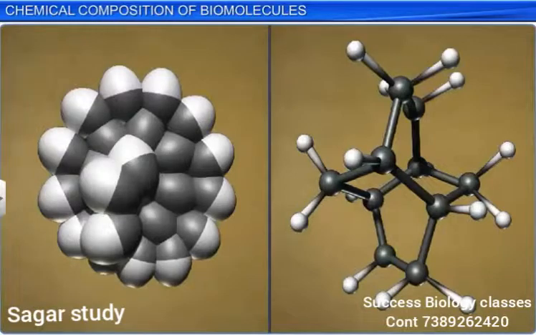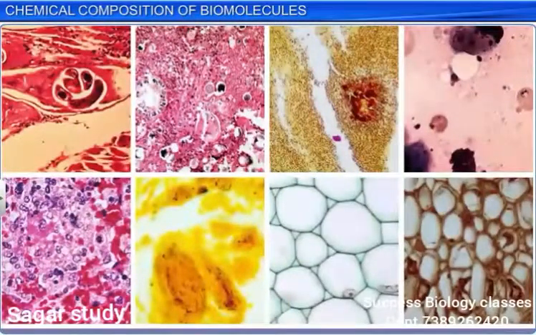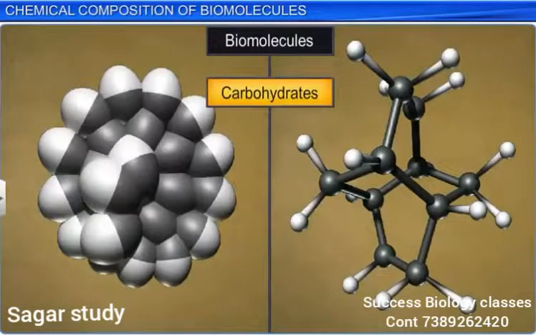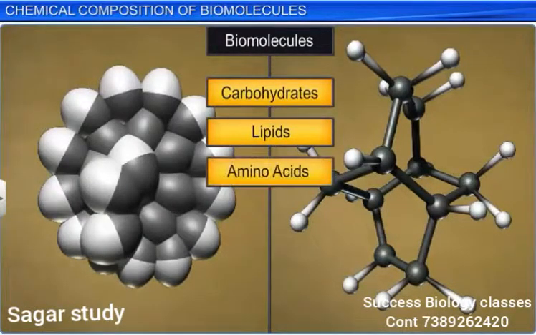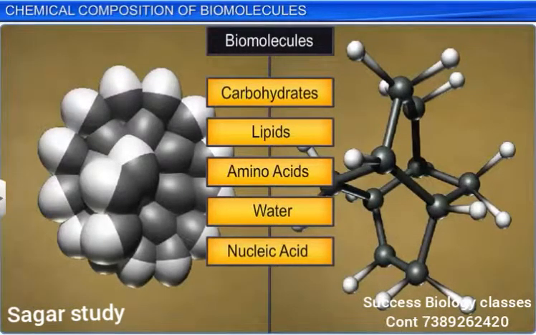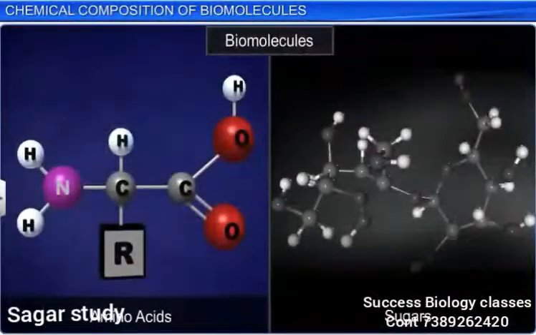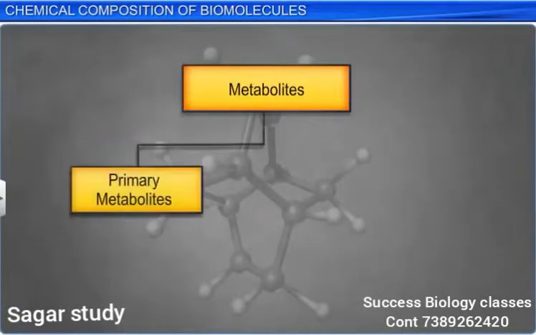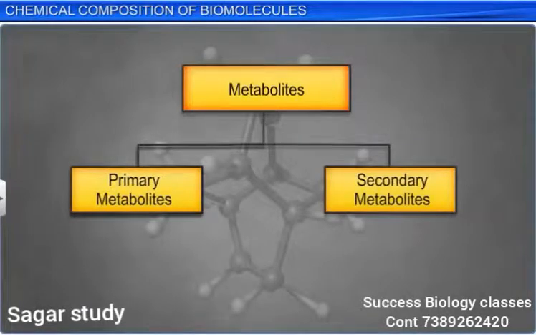All the carbon compounds we derive from living tissues are called biomolecules. For example, carbohydrates, lipids, amino acids, water, and nucleic acid. Biomolecules such as amino acids and sugars are also known as metabolites because they are intermediates and products of metabolism. They are classified as primary and secondary metabolites.